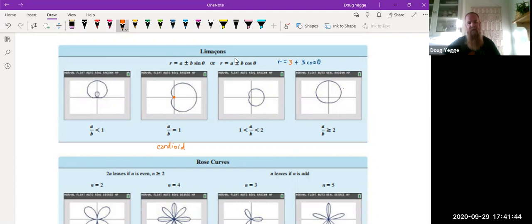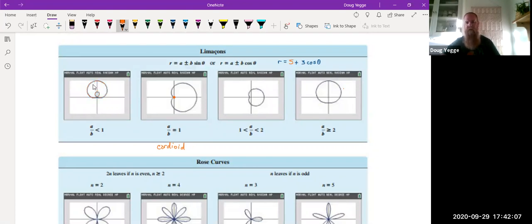So what happens here is that it'll start to come around this way. As it comes around, it'll inner loop and come back around, and therefore it'll loop on the inside of itself. That's going to happen when a divided by b is bigger than 1. So in a situation where we might have 5 plus 3 cosine theta.